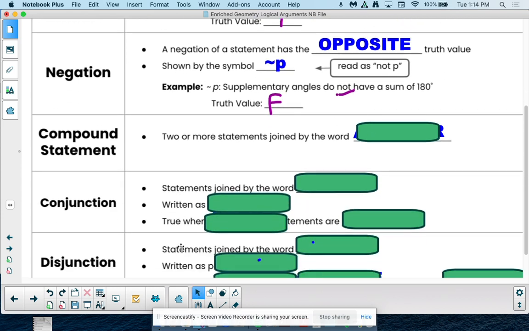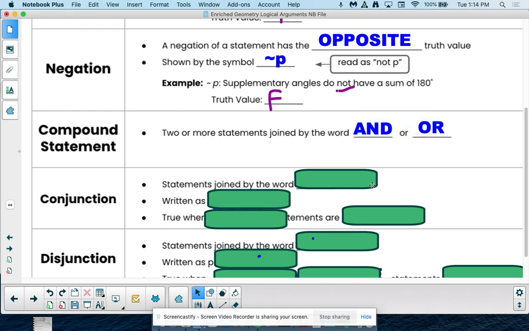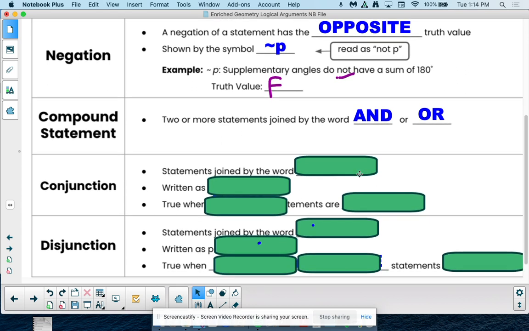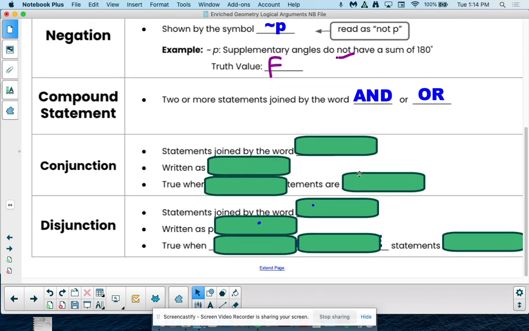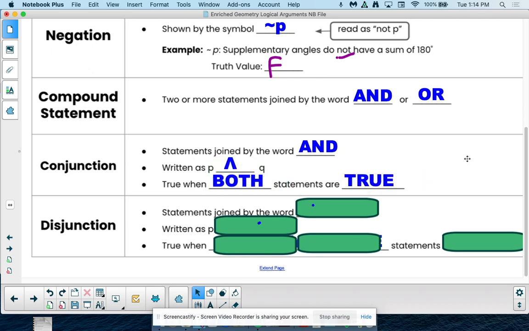Just like English, in math, you can have a compound statement, and we join them with the words and or or. If they're joined by the word and, it's a conjunction, okay? So conjunction is when we join the two statements with the word and.